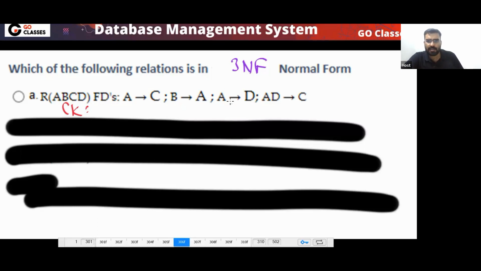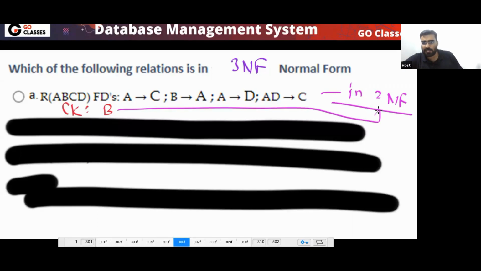Here, A to B. We have already done this. Please check your copy. What is the candidate key here? You can notice B. B, A, C, D. Yes. So B is your candidate key. Definitely this is in 2NF, yes or no? Definitely this is in 2NF because you have a single attribute candidate key. Because it is a simple candidate key, this is in 2NF.